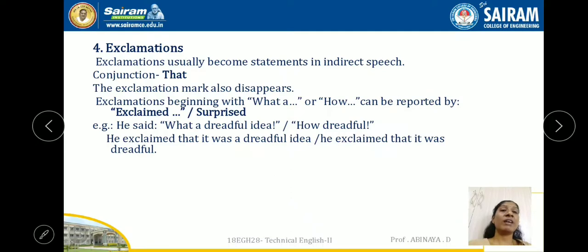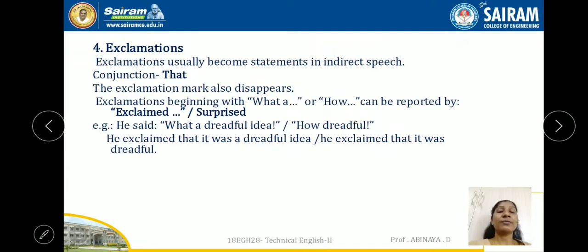So these are the changes you have to make while changing this exclamation, and the exclamation mark should not be here, right. Sometimes you can get words like "Alas, we lost the match." So "he sorrowfully said", "he sorrowfully told", like that also you can add instead of "exclaimed", right. He exclaimed sorrowfully that he lost the match, like that also you can change it. So these are the changes. Don't forget the conjunction, don't put the exclamation mark while changing.